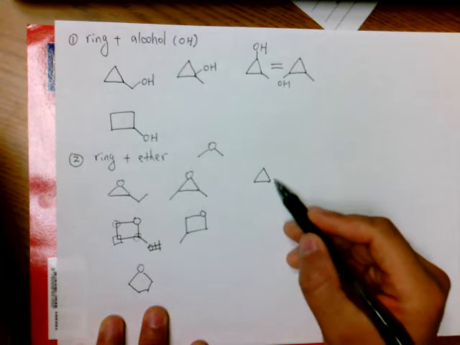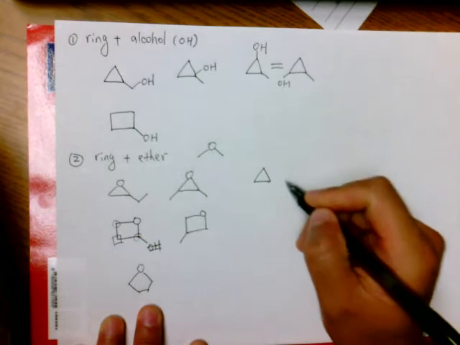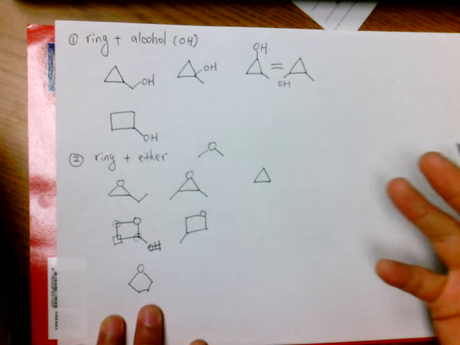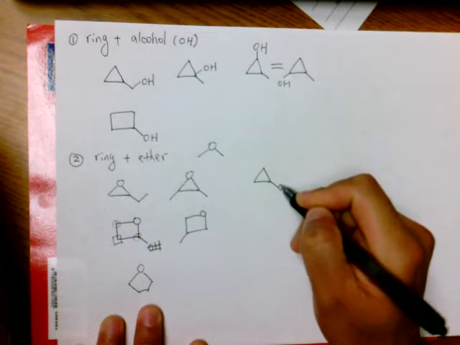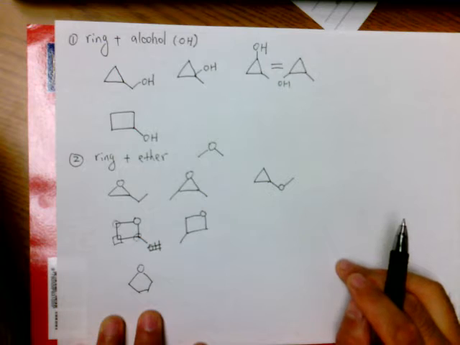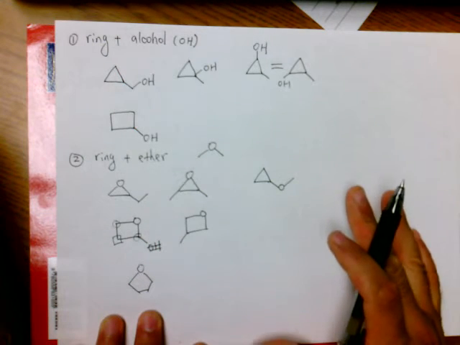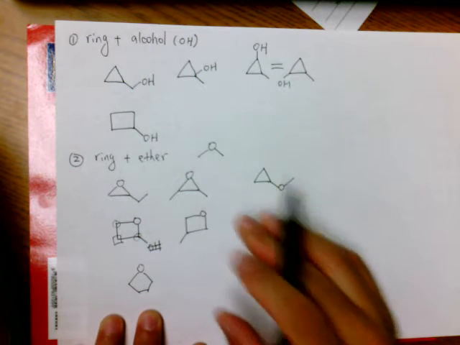3-membered ring to account for that 1 degree of unsaturation, and you have 1 oxygen and 1 carbon left for your main atoms. And now, well, to make it an ether, and this would be our only possibility. All right. So that will explore all our possible ring plus ether.